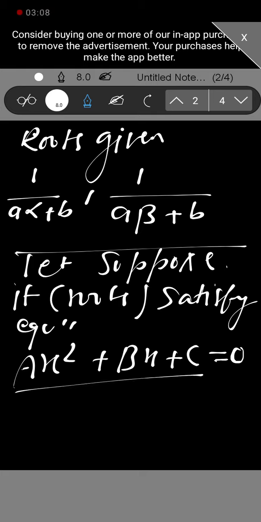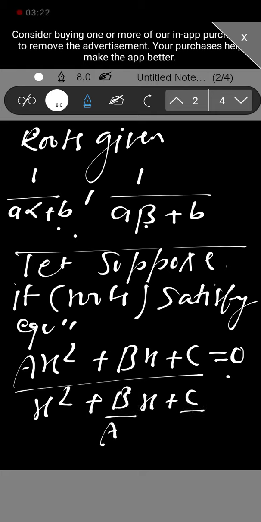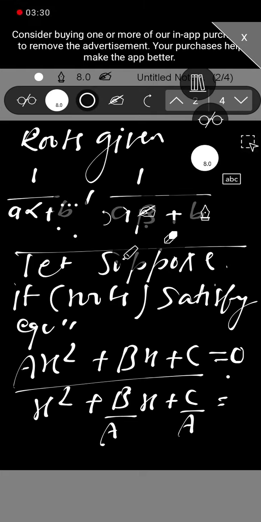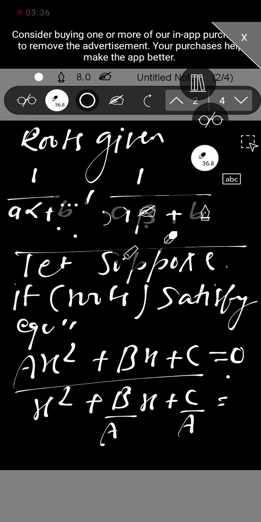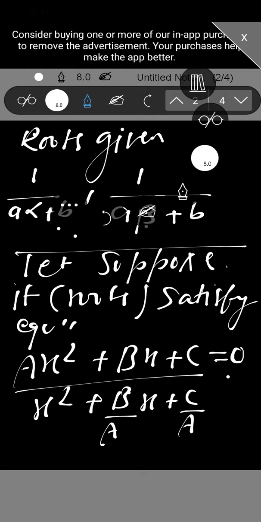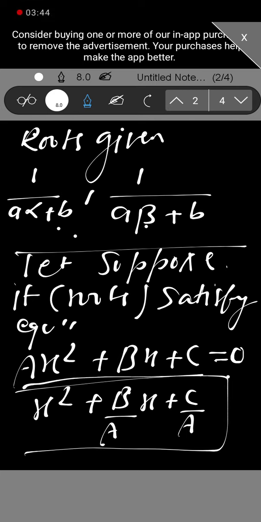Satisfy means that if we put these roots here, we get 0, so they are the roots of this equation. I can write this equation as x² + (b/a)x + c/a = 0, no doubt till here. This equation can be written in this form, and you can put 0 here, no problem.